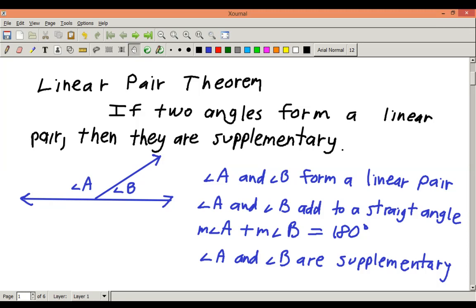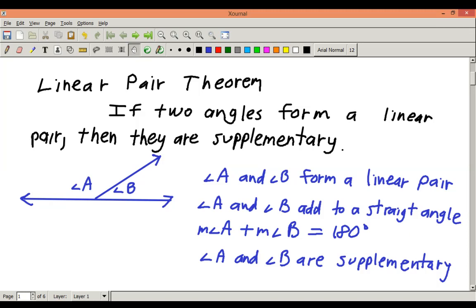Okay, so usually the first step in a proof is going to be what's given, and that's the hypothesis. So we're given that two angles form a linear pair. So you see my first statement there. Angle A and B form a linear pair. Okay, so what do we know from that? Well, we know a linear pair is a pair of angles that add up to a straight angle. So our next statement in our proof can be angle A and angle B add up to a straight angle, because that's what a linear pair does.